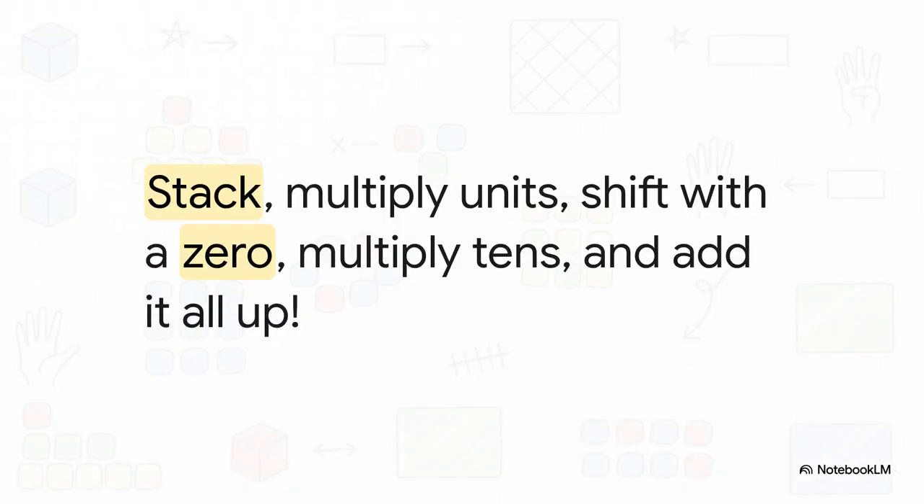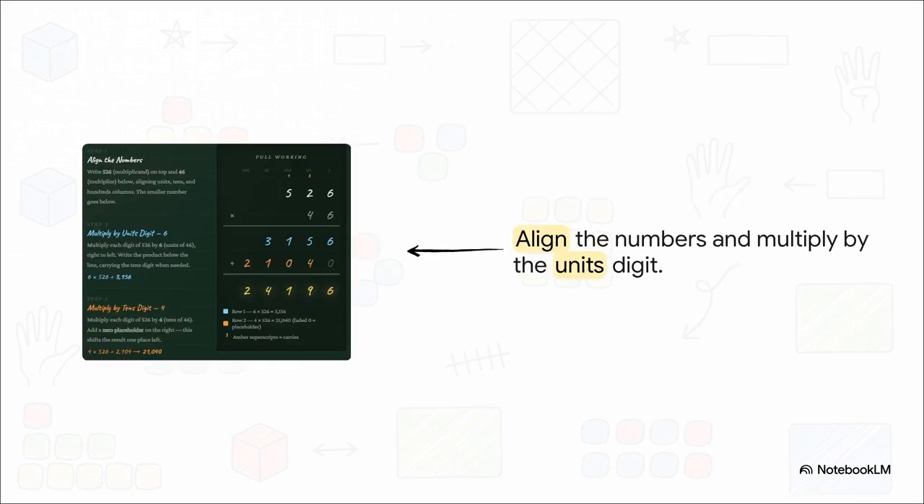To conquer this beast, we use the long multiplication algorithm. I know it sounds super fancy, but it actually just breaks down into an easy-to-remember, rhythm-based chant. Read it with me. Stack, multiply units, shift with a 0, multiply tens, and add it all up. Let's see exactly how that rhythm plays out on the actual page. First up, we stack. Larger number on top, smaller number on the bottom.